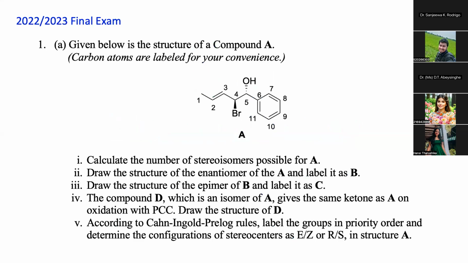Questions from past papers. There was a similar question last year as well. I don't have it here, but it's very similar to this, though this one has more parts than last year's question. This is from the 2022, 2023 final exam, stereochemistry. You will be getting four questions, the same format as last time: you have four units, one question from each.